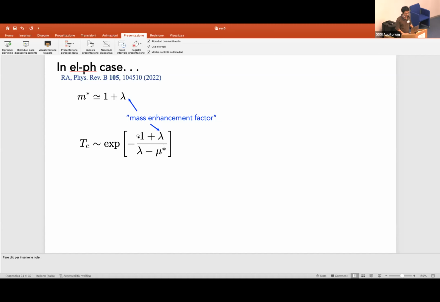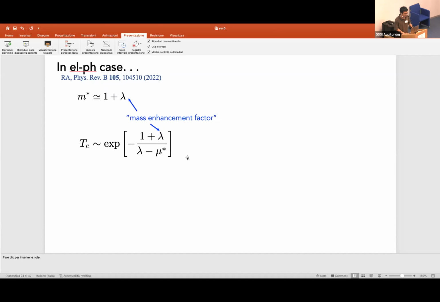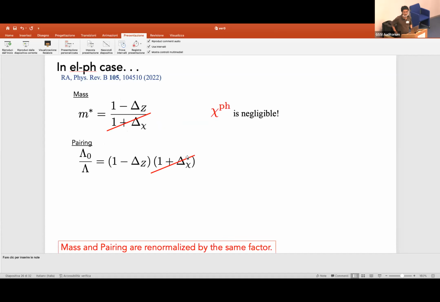But now, after having the analysis with chi, we already know that the situation is different. So actually, the dependence of mass and pairing corrections behaves like this. But in the phononic case, we remember that the contribution to chi was physically negligible. And without this chi factor, we have the same factors. So actually, we are seeing that the mass and pairing are renormalized by the same factor, even in the phonon case, but it is just a spurious correlation. There's no relation between those.